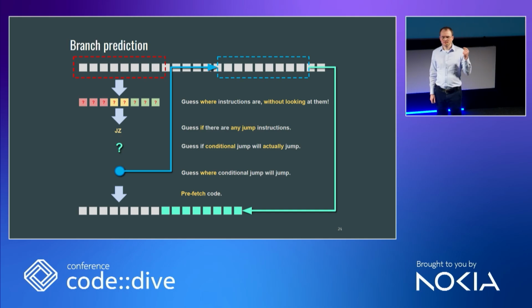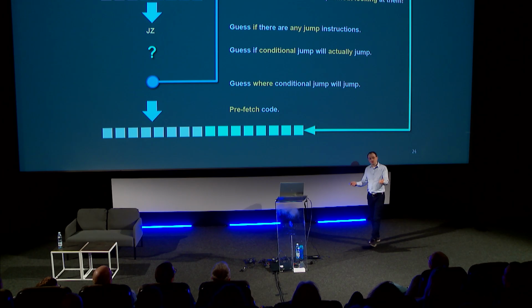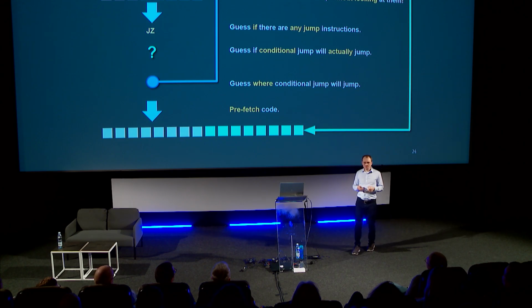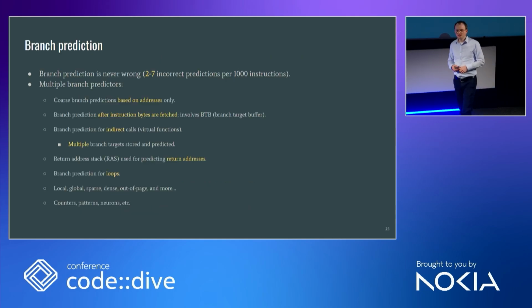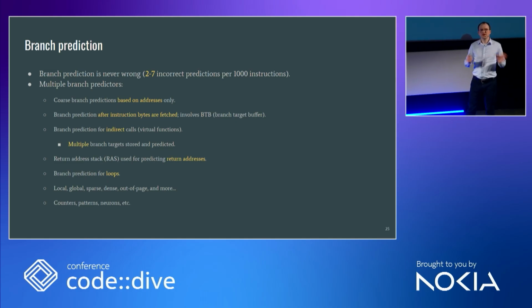But still, based on this address only, it will guess where the instructions are within this block of memory. And it will guess if there are any jump instructions. And it will guess which of those will be conditional. And it will guess again if this condition will be true or false, so whether the jump will be taken or not taken. And after all that, it will guess where the jump will go, because it might go to many different places. And the CPU will make a best guess and will start fetching the instructions. So that's pretty impressive, that a lot of that happens without the CPU ever seeing a single byte of an instruction.